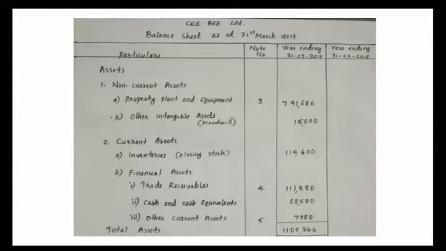So we have entered the total of property, plant and equipment as 7,91,686. The next head is other intangible assets. There is only one item, so I am not providing a note number.